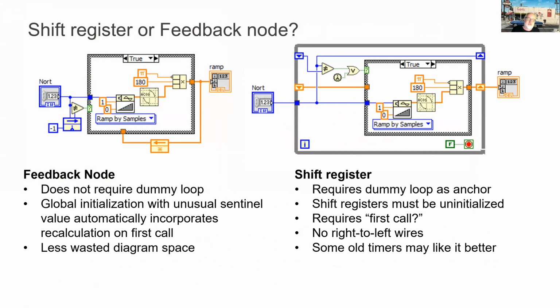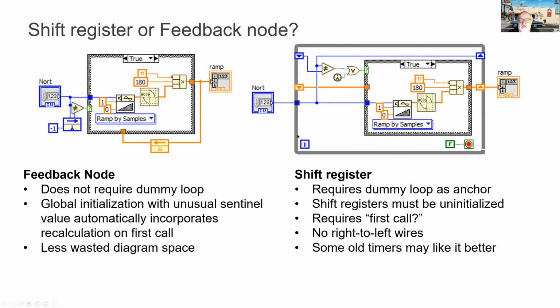That's always a controversial issue, depending on the age of the program and all that. Some like shift registers, some like feedback nodes. I actually like feedback nodes much better, but shift registers are much older. So if somebody has been programming for a long time, they're more comfortable with shift registers. The feedback node does not require a dummy loop and has global initialization, for example, here. And so that guarantees that the recalculation is done on the first call.